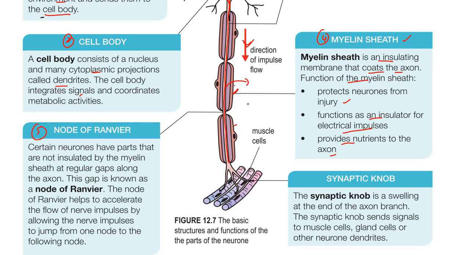Node of Ranvier: certain neurons have parts that are not insulated by the myelin sheath. This part is not insulated with the myelin sheath, at regular gaps along the axon. So not covered or not insulated with this myelin sheath. This gap is known as the node of Ranvier. The node of Ranvier helps to accelerate the flow of nerve impulse by allowing the nerve impulse to jump from one node to the following nodes. But this can only be found in certain neurons.